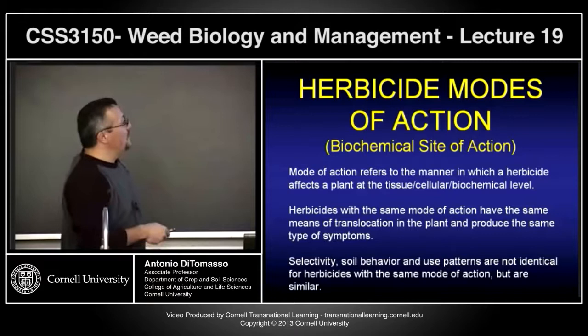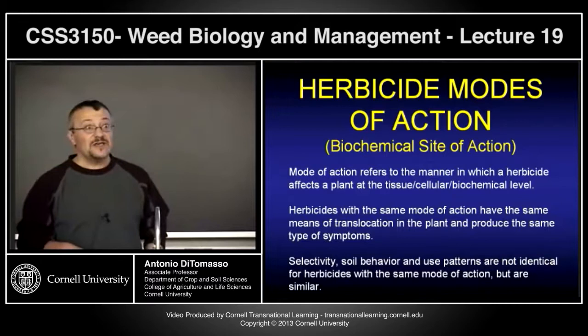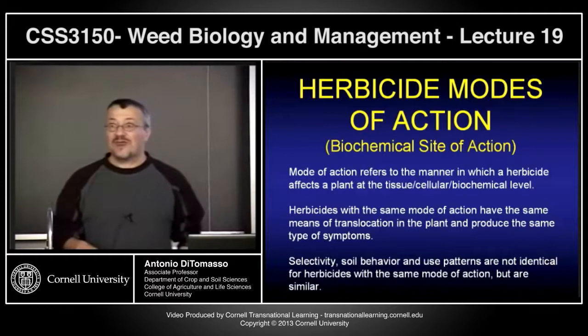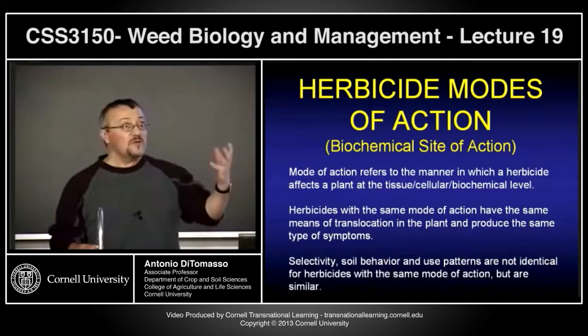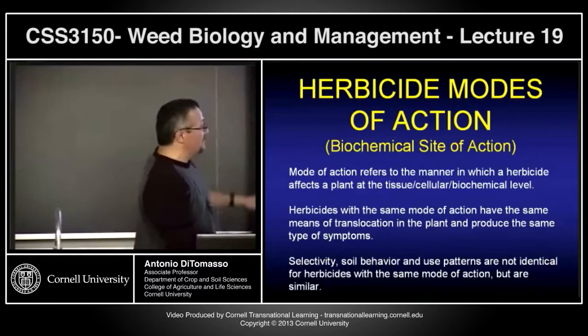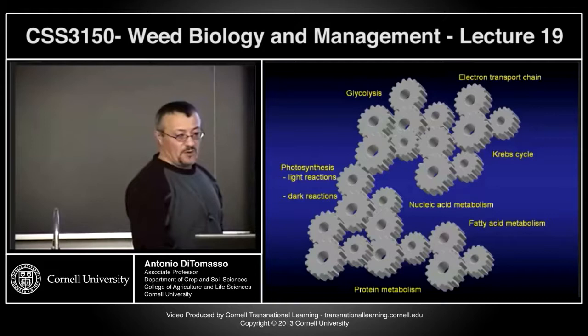The one thing you've got to keep in mind is that selectivity, soil behavior, and use patterns are not identical, okay, for herbicides, even though they have the same mode of action. You're going to get some products, for example, Clomazone or Command, that is not translocated very much within the plant. In that same group, the bleachers, as we call them, the bleaching-type herbicides, you have something like Amitrole, which in perennials, when applied post-emergent, can travel quite well. So although we generalize, there could be differences, and that's what I want you to be aware of. But these are kind of the common themes for some of these products, okay?